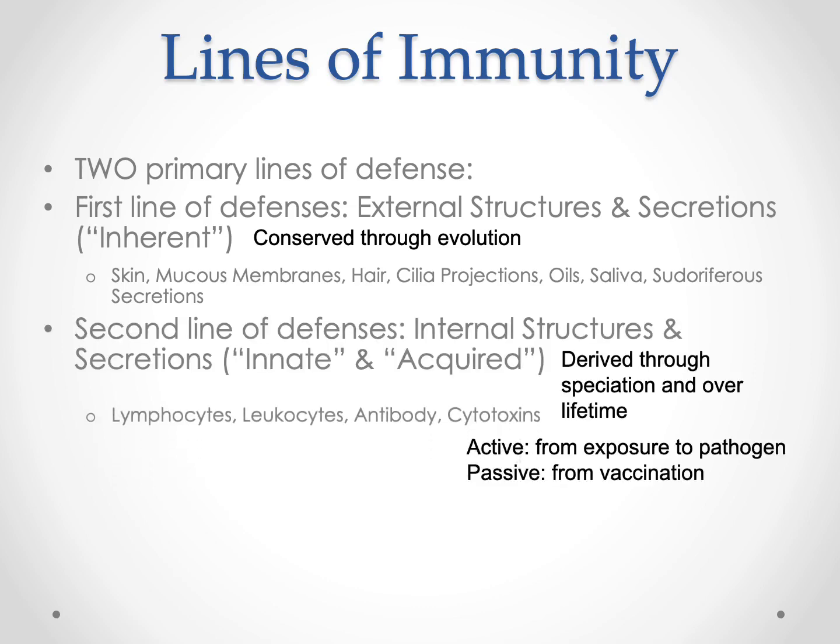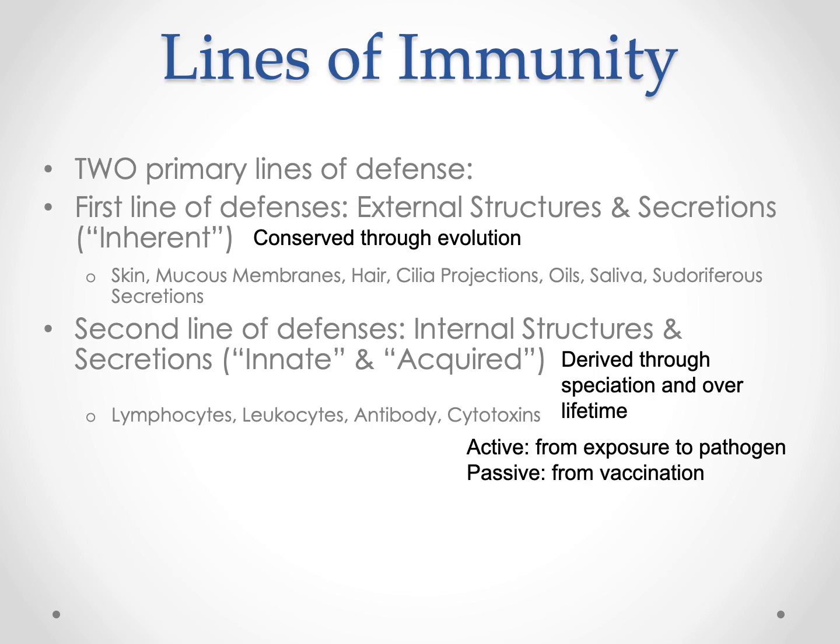The second line of defense is more of an innate or an acquired immune structures. These are things that are derived through speciations within the evolutionary process and occur over one's lifetime. So these are going to involve the active and the passive responses that we see in response to immunity, where we're going to have things like lymphocytes, leukocytes, antibody productions coming from the B lymphocytes, cytotoxin responses, and cytotoxic and chemotoxic responses to various pathogenic entities.